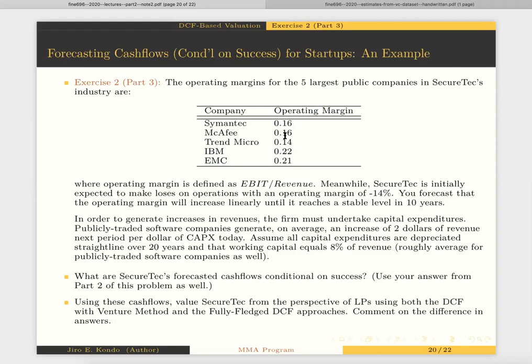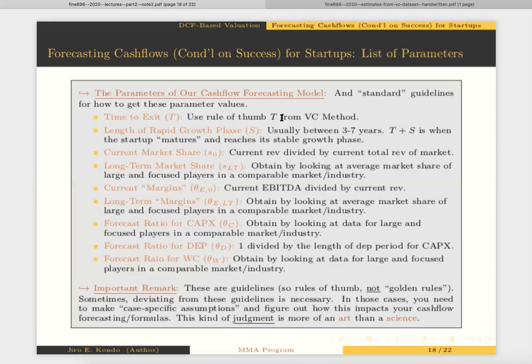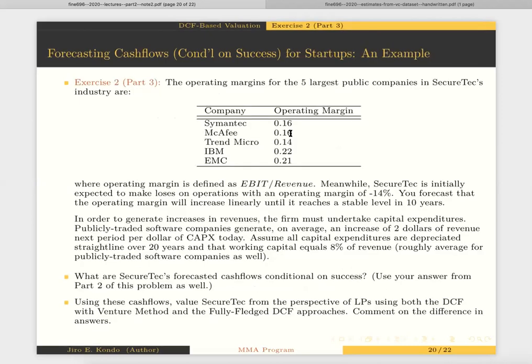So maybe I would take the average of McAfee and Trend Micro, or I would take the average of all 3 companies. It doesn't make a material difference in our forecasts here. I'll use these as measures of long-term margins because these are the margins of companies that are successful and stable in the market right now. For illustration purposes, I'll pick the average of McAfee and Trend Micro, just because 15% is a calculation I can do in my head.